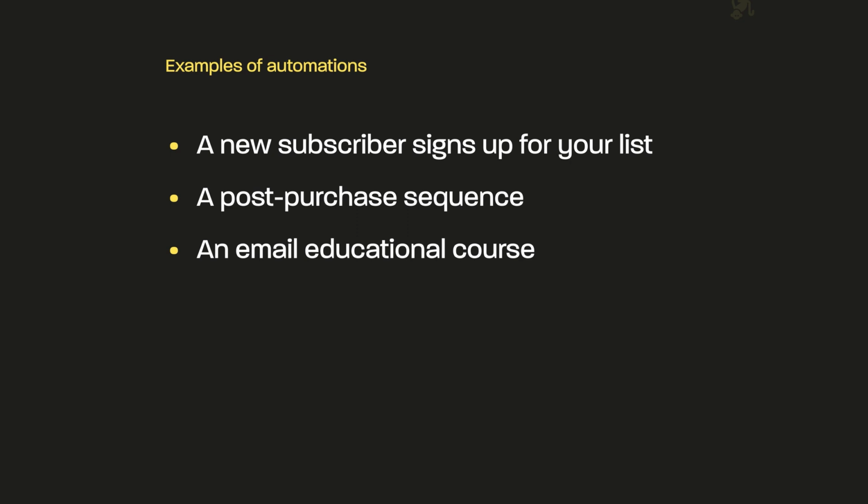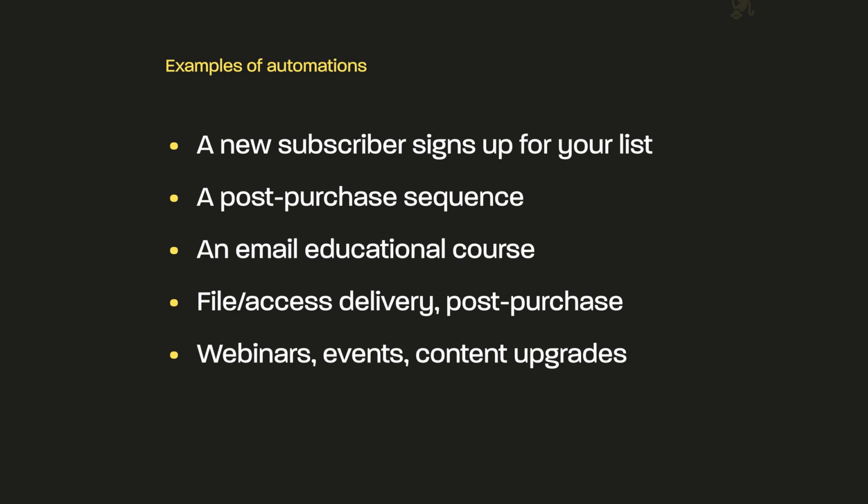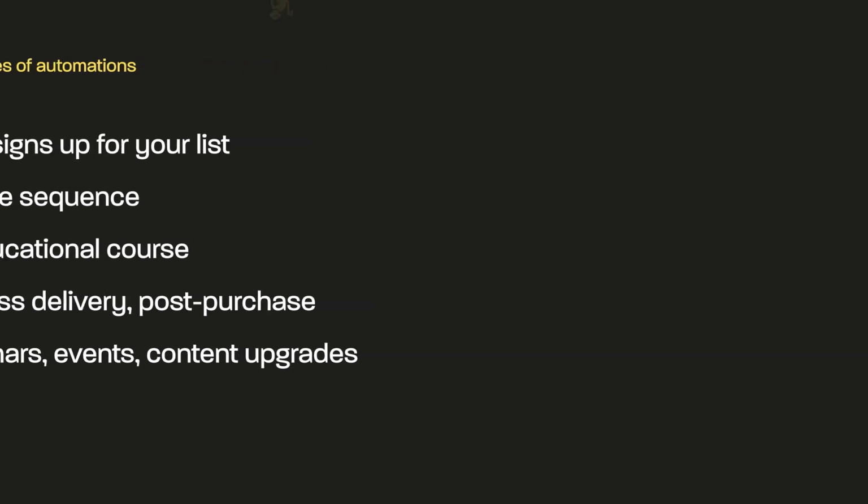An email automation sequence can be an educational course. Maybe it's a free course that just sends an email every day or every week that teaches somebody something. It can be file or access delivery, post-purchase, or even post-freebie or bonus sign-up. You can trigger an automation when somebody signs up for a webinar or an event, or even does something like I just mentioned, like a content upgrade.